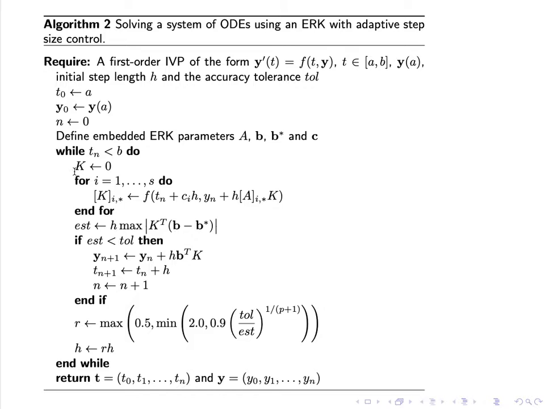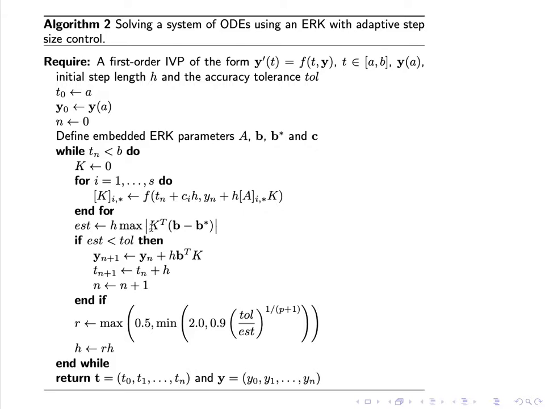And the first thing we need to do is calculate our k values. So I'm going to initialize our k matrix, and remember this is an S by N, where N, big N, is the number of equations in our system. I'm going to initialize that to be 0. And then we loop through each row of k, from i goes from 1 to S, where S is the number of stages, and we calculate our function using this matrix multiplication.